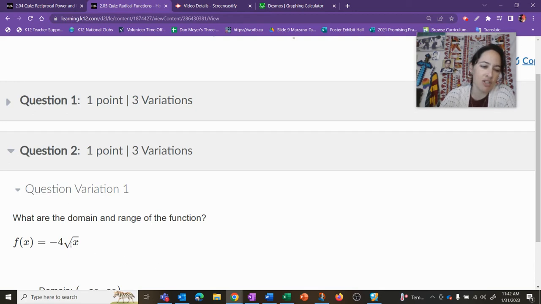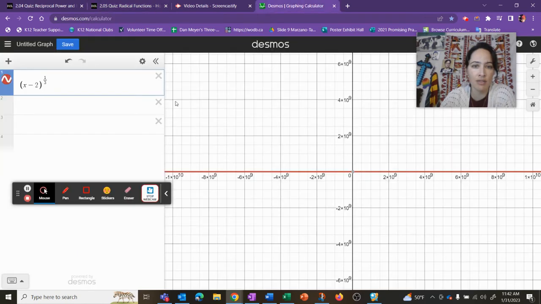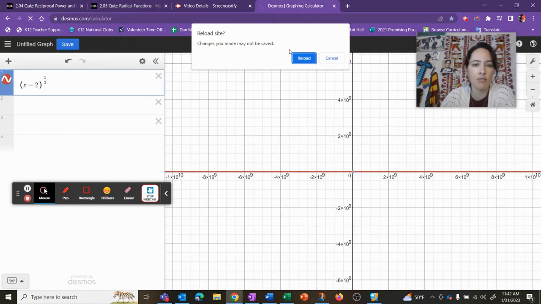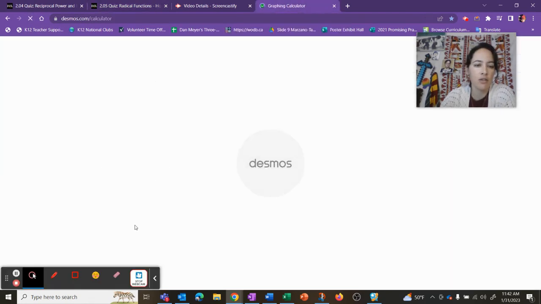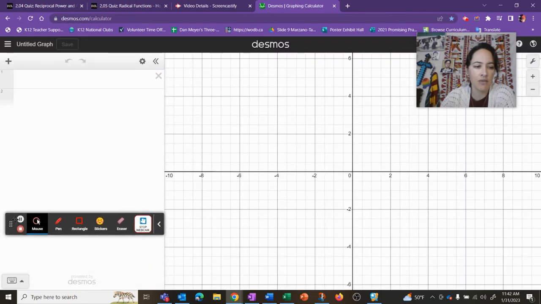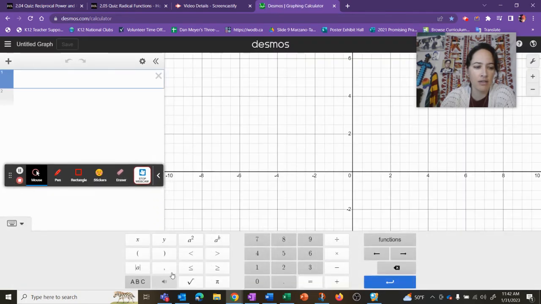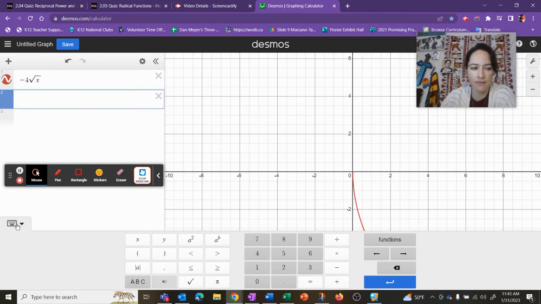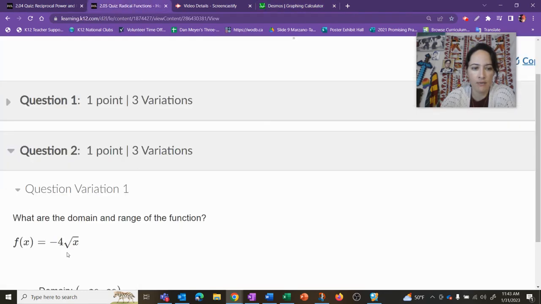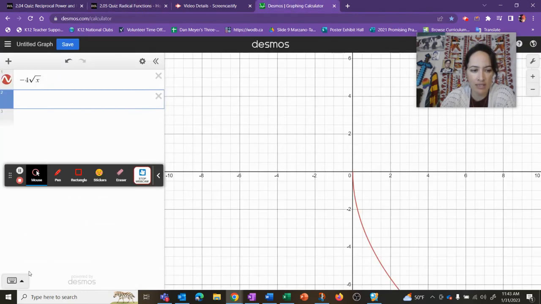What are the domain and range of this function? Okay, this is the standard square root function. You can graph it, or we can just think about it. So feel free to graph that. This symbol is in Desmos, right? So you can do that exact thing if you wanted. Right, here it is. You could type in -4 square root of x. There you have it. -4 square root of x using this down here.